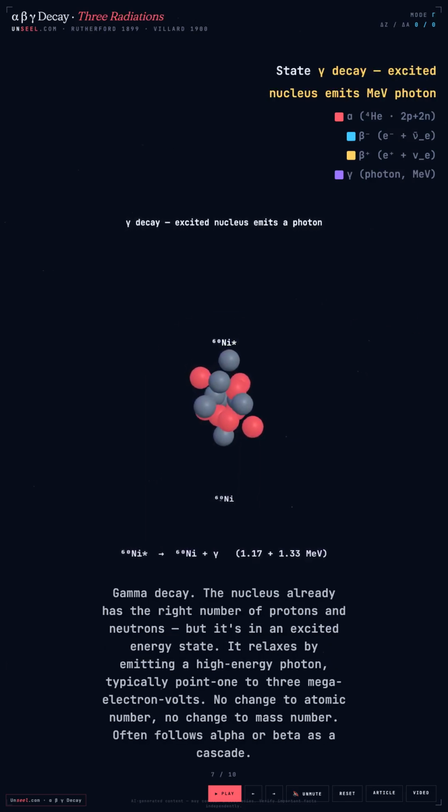Gamma decay. The nucleus already has the right number of protons and neutrons, but it's in an excited energy state. It relaxes by emitting a high-energy photon, typically 0.1 to 3 megaelectron volts. No change to atomic number, no change to mass number. Often follows alpha or beta as a cascade.